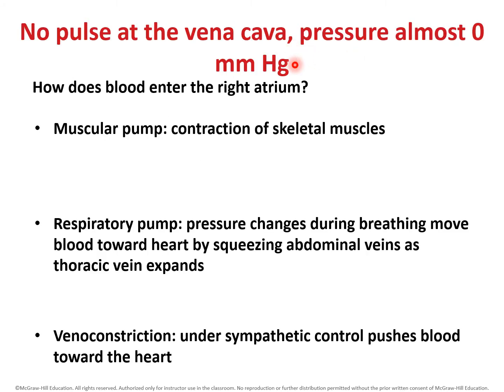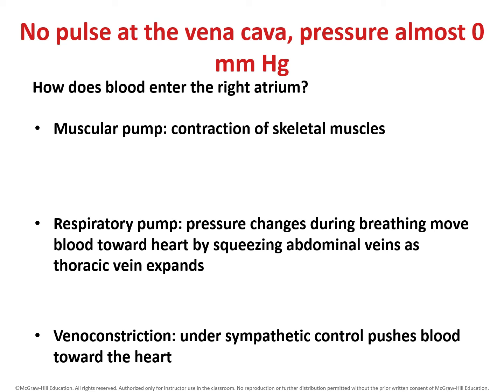Now let's talk about venous return. Venous return is interesting because the pressure at the vena cava, the inferior vena cava, is almost close to 0 mm of mercury. So how does the blood return to the heart if there's literally little to no pressure pulling or pushing it forward?